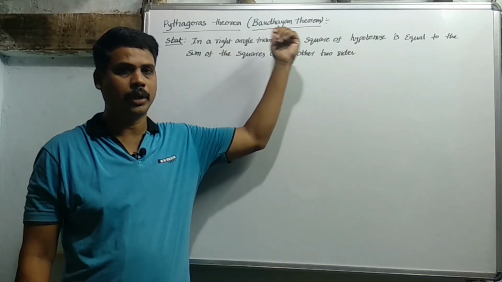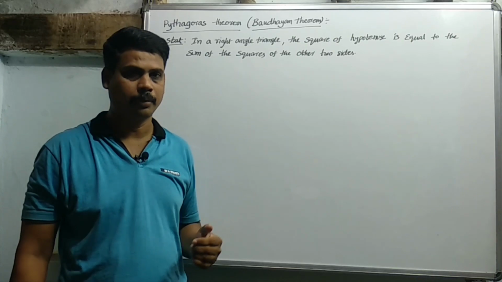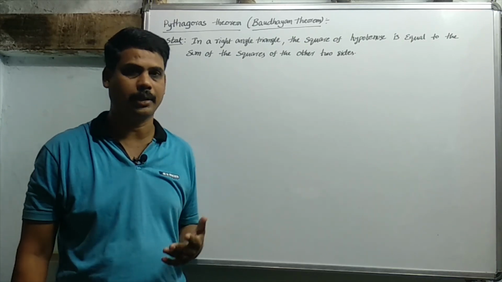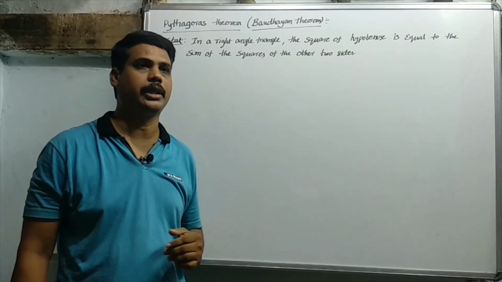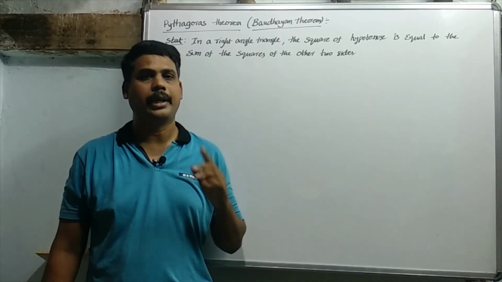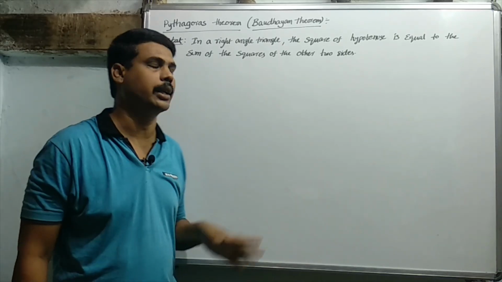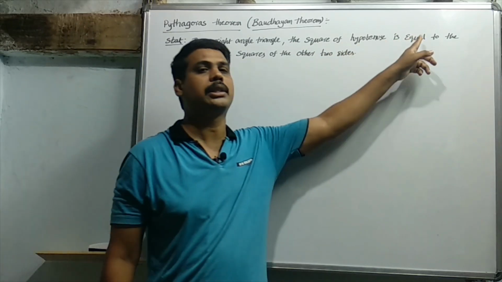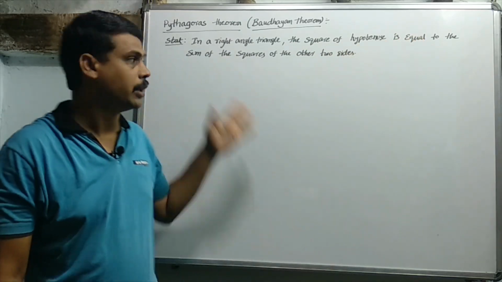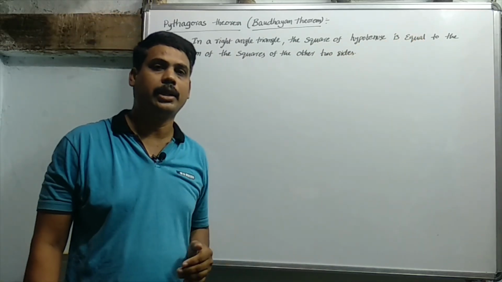It is also known as Baudhayana theorem, but it is popularly known as Pythagoras theorem. What is the statement of Pythagoras theorem? Suppose you take any right angle triangle. The square of the hypotenuse is always equal to the sum of the squares of the other two sides.